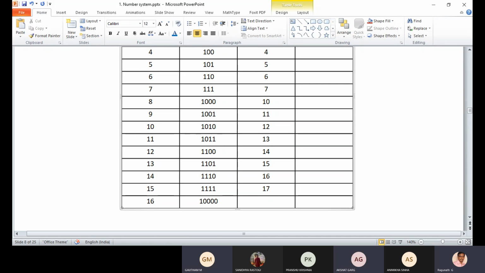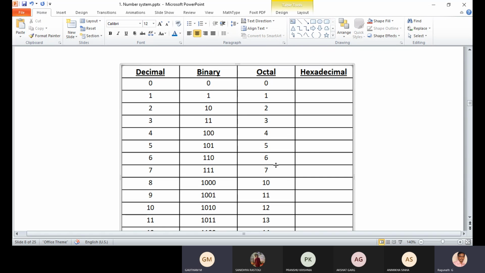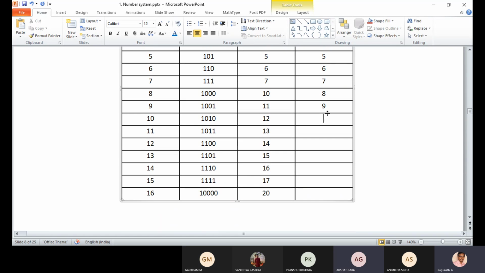Then, is 18 there in octal? No. 20. Yes, 20. We can go up to 77. And hexadecimal: 0, 1, 2, 3, 4, 5, 6, 7, 8, 9. Instead of 10, what do we use? A. Yes, you are correct. We are using A, B, C, D, E, F. That's all. One digit hexadecimal is over.